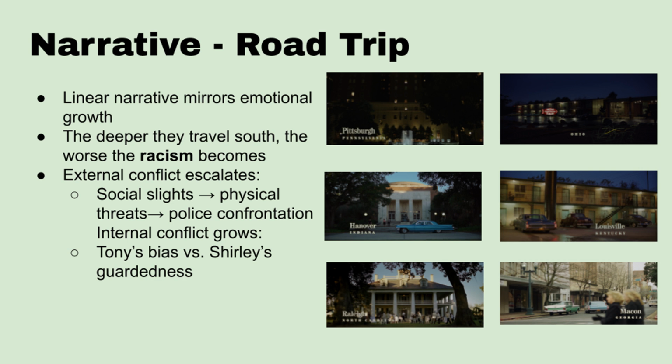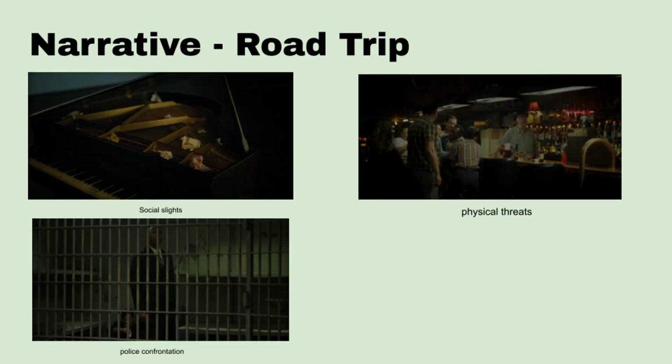The film's linear narrative closely mirrors the emotional progression between the two main characters. As they travel south from New York, the racial tension escalates in parallel with their physical journey, reflecting the historical reality that racism intensified the deeper they went into the segregated South. With each stop, the internal conflicts grow more severe, from social slights to legal threats, and so does the emotional friction between Tony and Dr. Shirley, gradually building toward a climactic moment in their relationship.